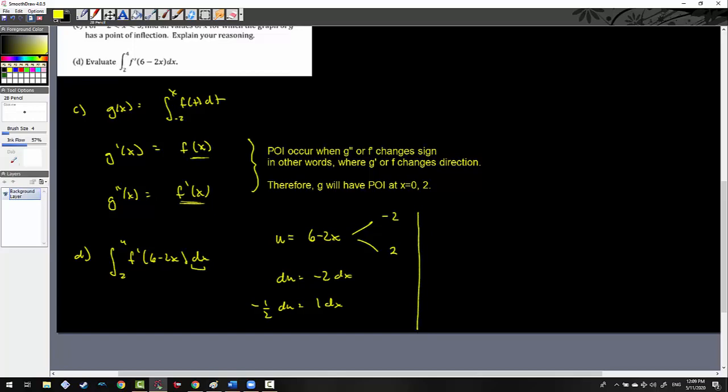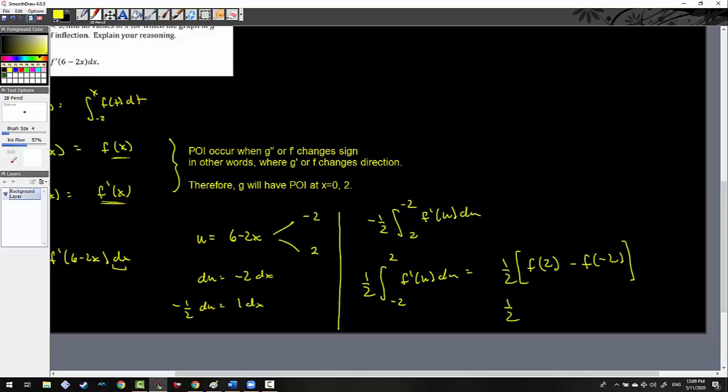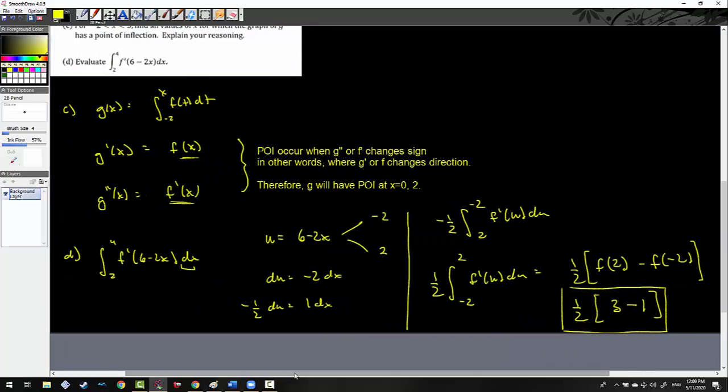So what I'm going to get is -1/2 integral from 2 to -2 of f prime of u du. Flipping the limits of integration gives me +1/2 because I have to pull out the negative. So -2 to 2 of f prime of u du, which then becomes 1/2 times f of 2 minus f of -2. And you just have to look at the graph to find out what those answers are going to be. You end up getting 3 minus 1. And I would go and leave it right there. So that handles it for part 1, number 1, parts A through D.